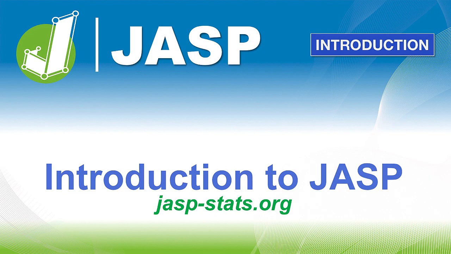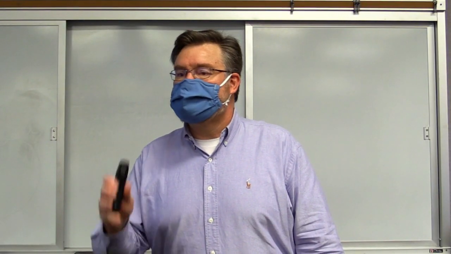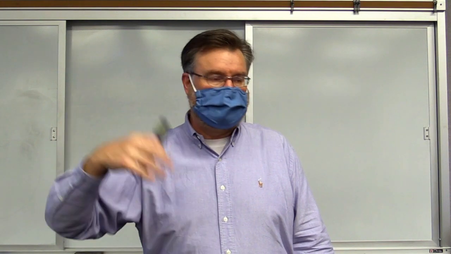The second bit of software that we'll be using is called JASP. And JASP is that open source software that I mentioned a moment ago. We can find JASP by going to jasp-stats.org. And I have included a link to this website in Blackboard so that all you need to do is click on that, takes you to the download page.